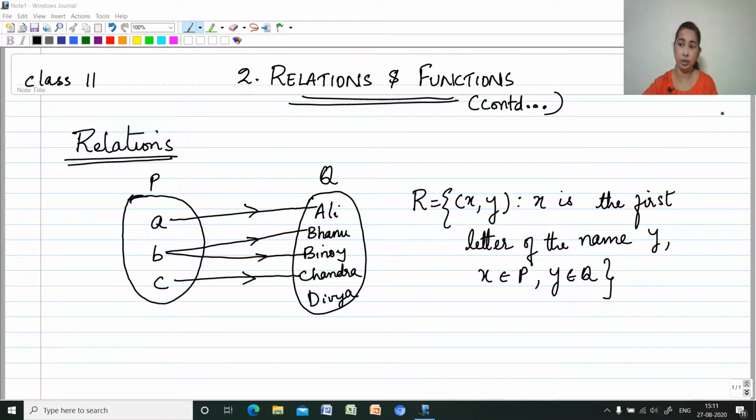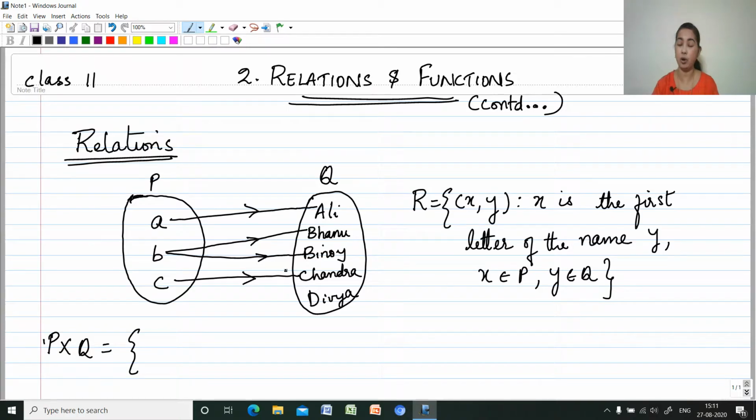So what do you mean by Cartesian product? Cartesian product means if two sets are given, here I have written two sets P and Q. The first set consists of A, B, C. The second set consists of the names of some of the students. How to find out the Cartesian product? Cartesian product P cross Q is equal to the set of ordered pairs. The first element should be from the first set and the second element should be from the second set.